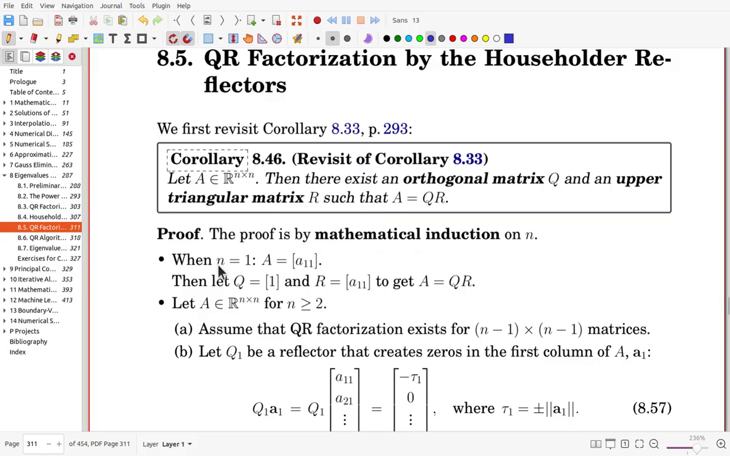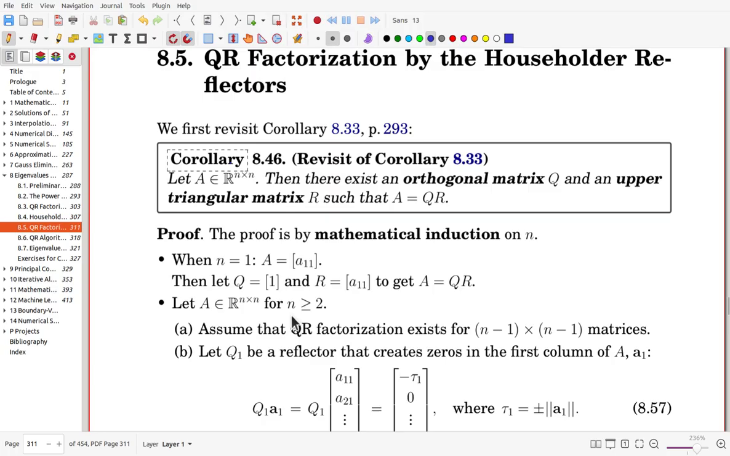So here we start with n equal to 1. Then A has one component, A11. We can define Q as just 1, then R is the same as A, then A is QR. So the claim is true when n is 1. This is the first step.